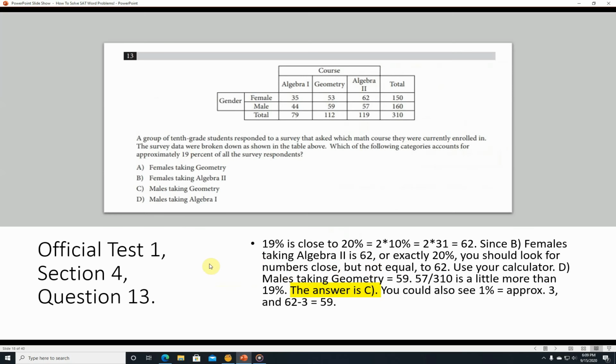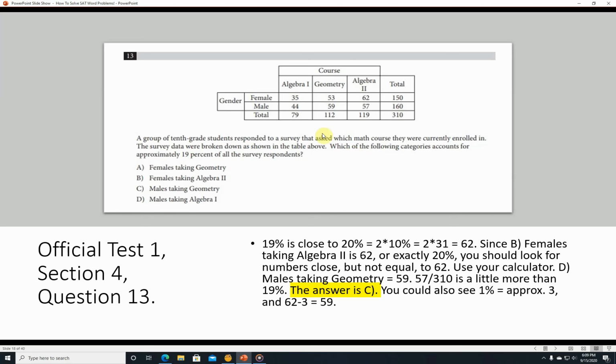Official test number 1, section 4, question 13. Okay, so here we have another chart. A group of 10th grade students responded to a survey that asked which math course they were currently enrolled in. The survey data were broken down as shown in the table above. Which of the following categories accounts for approximately 19% of all the survey respondents?